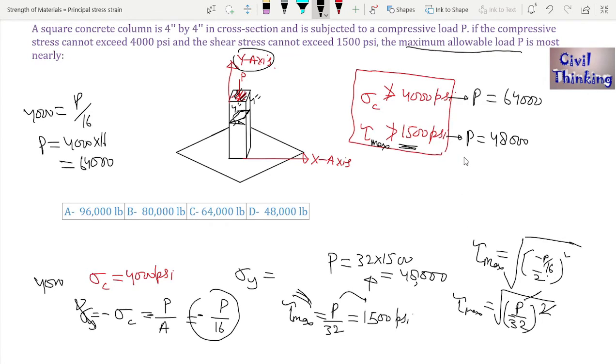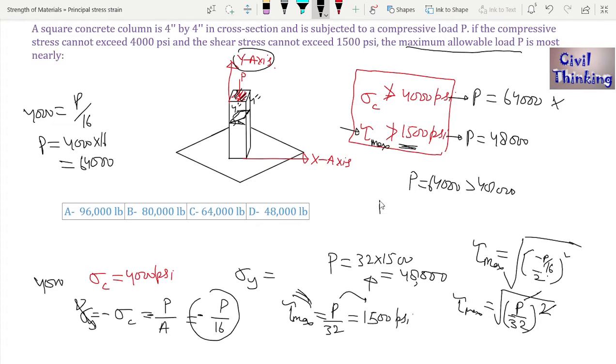But we get two values of P. One P is 64000 and another P is 48000. We have to choose the load such that this column does not fail in shear and this column does not fail in compression. So for example, if I choose the value of P to be 64000, then what will happen? Now 64000 is more than 48000, so this column will fail by shear. Why? This will exceed 48000, then this column will fail in shear. So we cannot choose this one.